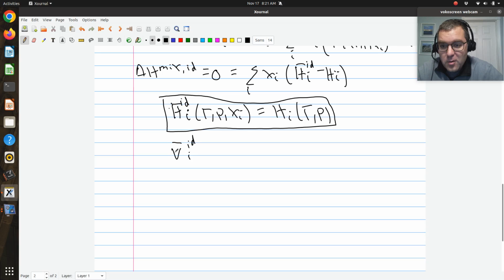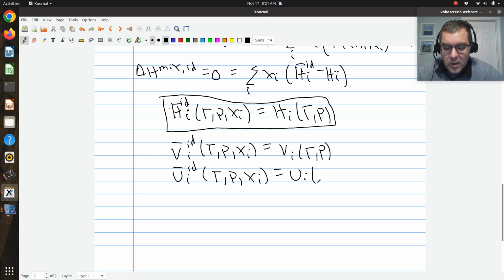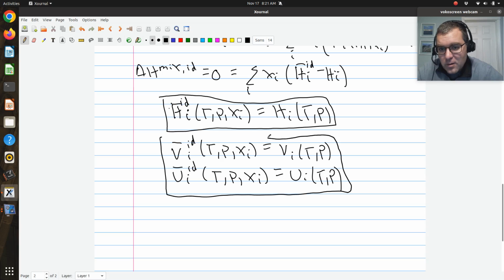So the partial molar volume of component i in my ideal solution at T, P, and xi is just equal to the pure component value at T and P. And then the partial molar internal energy of an ideal solution is also equal to its pure component value at T and P. And in case I didn't mention in class, an ideal solution is a mixture in which all our interactions are exactly the same.